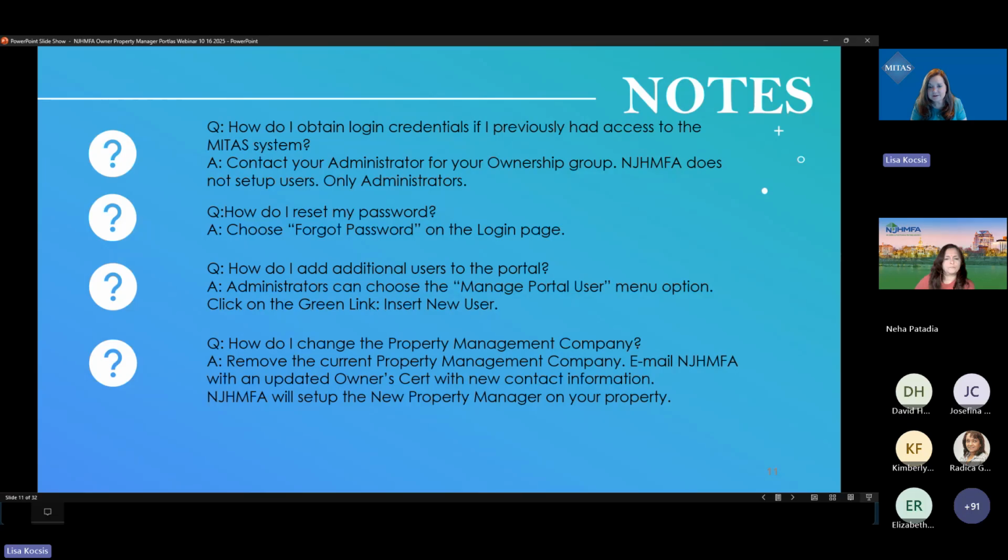How do I add additional users to the portal? I will be going over that in the next section. We go to the Manage Portal Users option and we click on a green link that says Insert a New User. And how do I change the management company? That is what we just went over. We remove the management company and then we email NJHFA with updated owner cert, and they will set up your new property management on your property. Those were the big hitters for the owner portal.